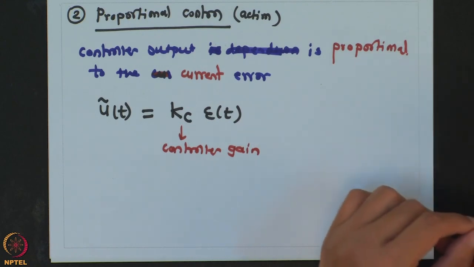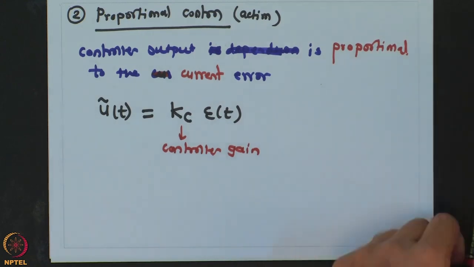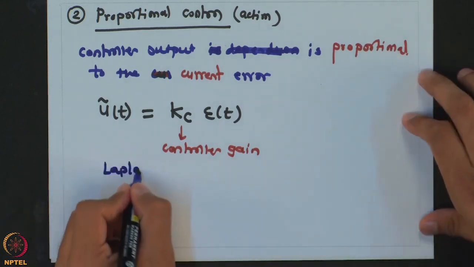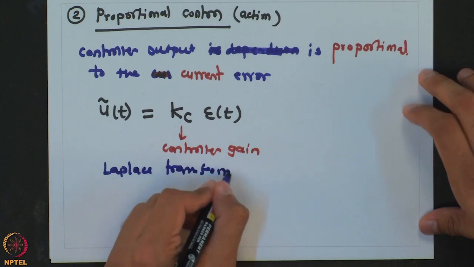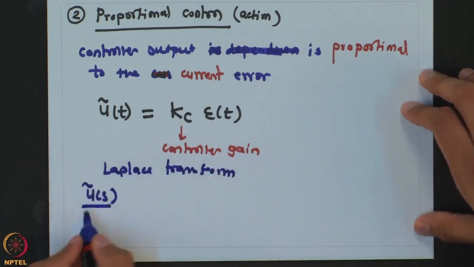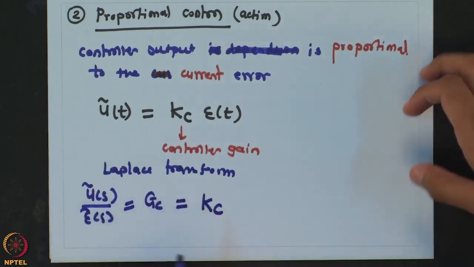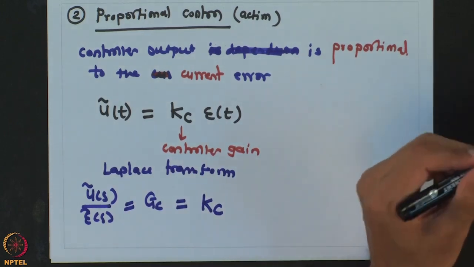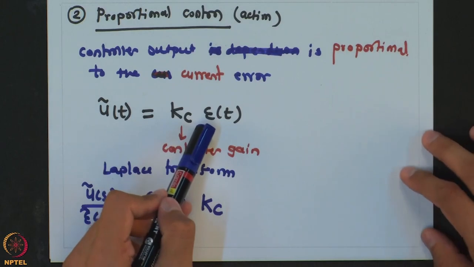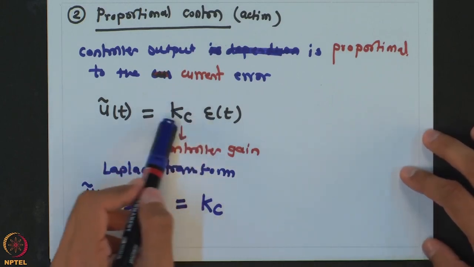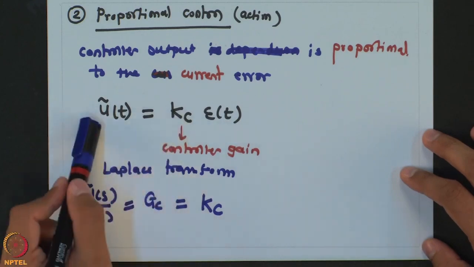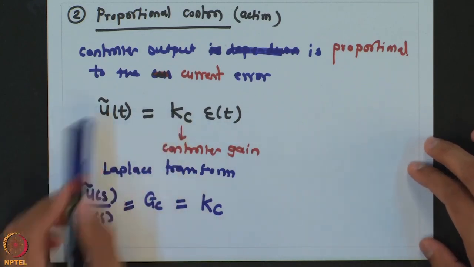In order to find out the transfer function for this controller, it is very easy. If we take the Laplace transform, we can write that U(s) over epsilon(s), the transfer function of the controller, is simply equal to Kc. So, this is an instantaneous controller which takes action as soon as there is some error which is detected. It gets multiplied by this gain, which is known as the controller gain, and accordingly the output of the controller changes. We will now see how implementation of a proportional controller is going to help us in terms of disturbance rejection or set point tracking.